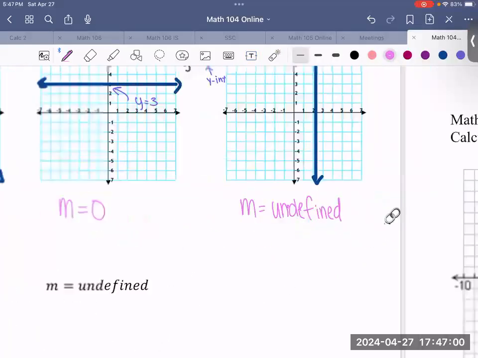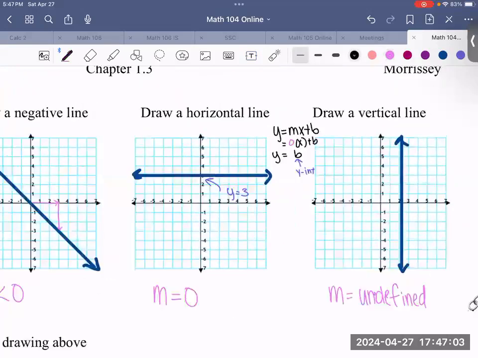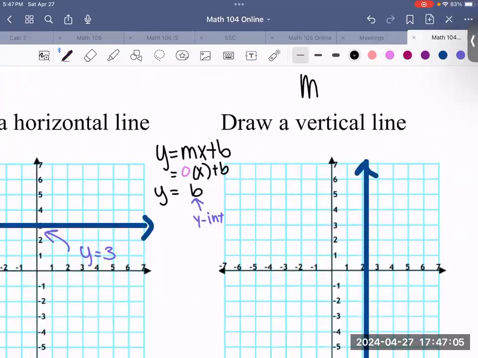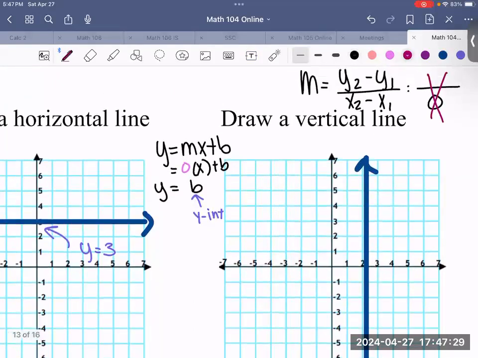Now, the reason why it's undefined is from your equation of slope. We said m is equal to y2 minus y1 over x2 minus x1, right? The change in y over the change in x. Well, is there any change in x? No, there's no change in x, which means we have 0, but is 0 allowed to be in the denominator? Absolutely not, which makes it undefined. So vertical lines have an undefined slope.